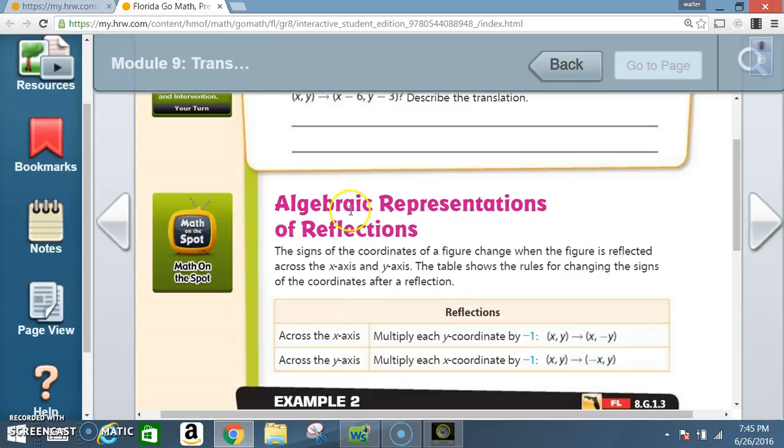Example 2, algebraic representation of reflections. The signs of the coordinates of a figure change when a figure is reflected across the x and y axis. The table shows the rules for changing the signs of the coordinates after a reflection. Reflection across the x-axis: multiply each y-coordinate by negative 1, so (x, y) becomes (x, -y). Across the y-axis: multiply each x-coordinate by negative 1, so (x, y) becomes (-x, y).